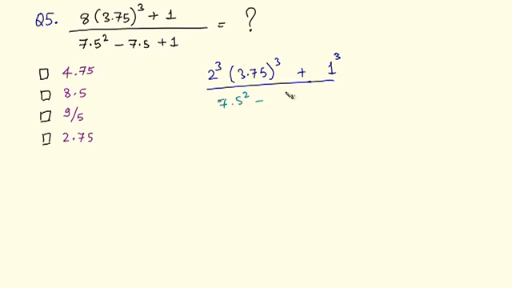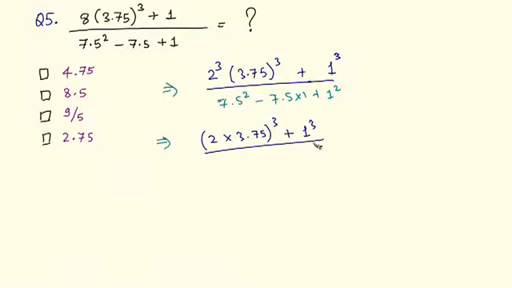7.5 square minus 7.5 into 1 plus 1 square. I can write 1 as 1 square, and 7.5 times 1 is 7.5. So this can be written as 2 cube into 3.75 cube can be written as 2 into 3.75 whole cube, and it doesn't change the value, plus 1 cube upon the same thing. Okay, now if you solve this, 2 into 3.75 is 7.50 whole cube plus 1 cube.